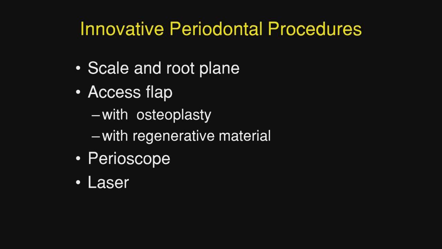But what do we do after we debride the root? First of all, we can do osteoplasty. And osteoplasty is simply reshaping the bone where there are ledges, tori, and things like that, which enhance flap adaptation and give us a better contour of the tissue. And while the flaps are back, and after we've thoroughly debrided the roots, certainly we can add regenerative materials to augment the bone. And we've already mentioned the perioscope.